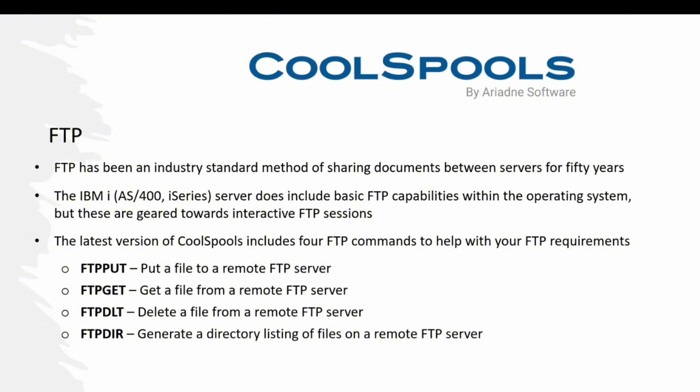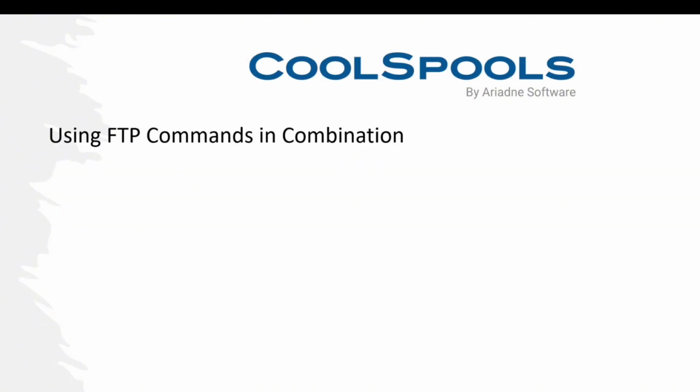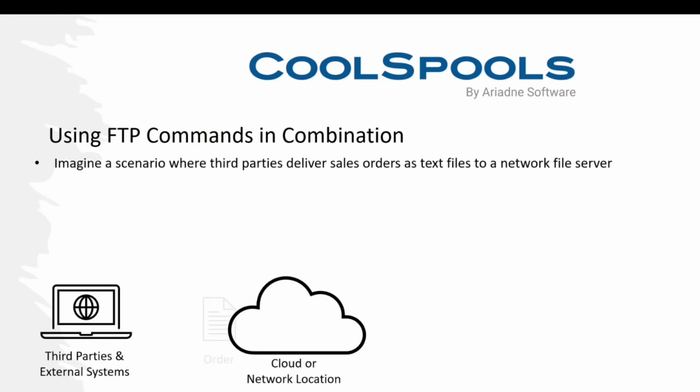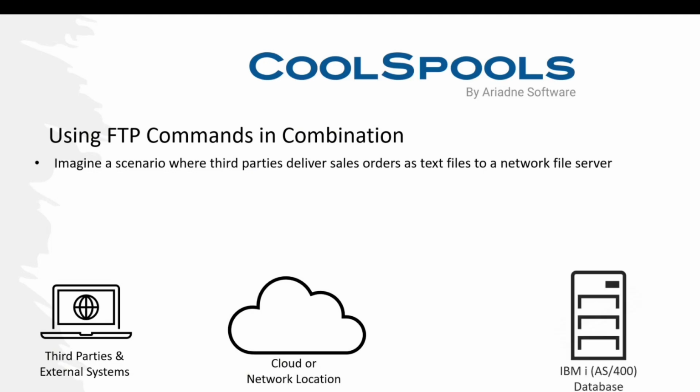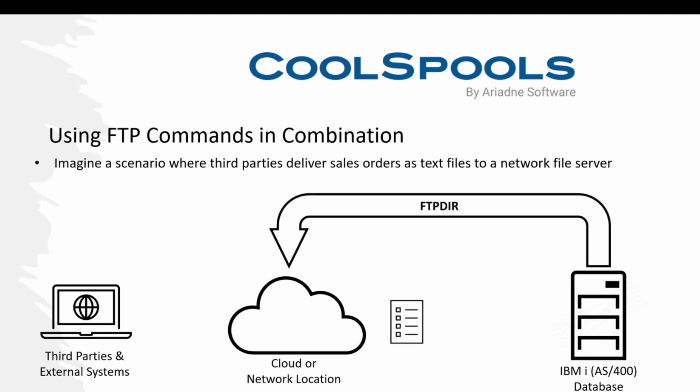Now, each of these commands is useful in its own right, but really they come into their own when they're used in combination. Let's imagine a scenario where we have a third party or an external system delivering sales orders in the form of text files that are dropped into a network file server or a cloud server. What we need to do is get those sales orders into our IBM i application database. And we can do that by running the CoolSpools command FTPDIR to get a listing of all of the order files that currently exist on the remote server.